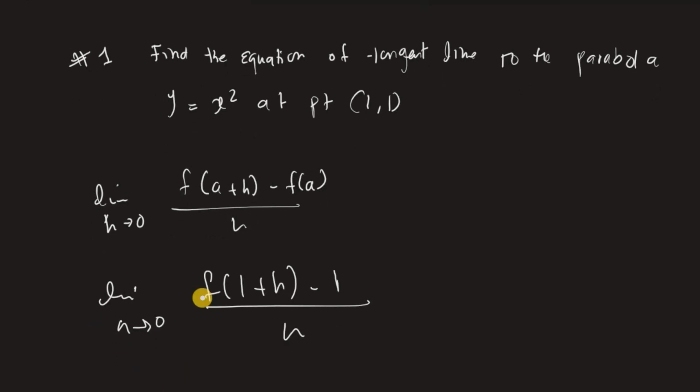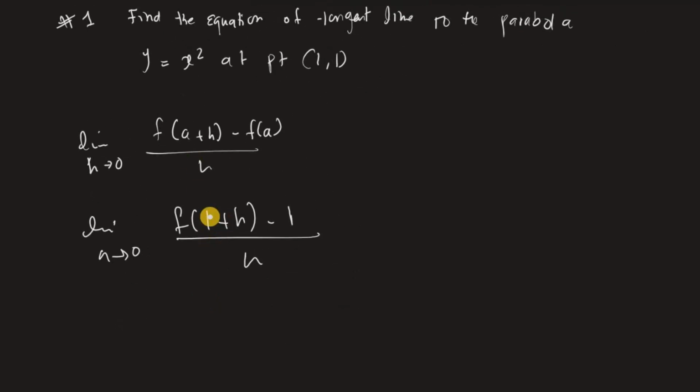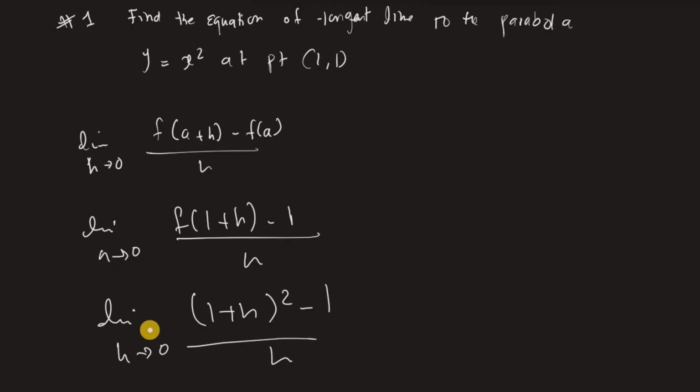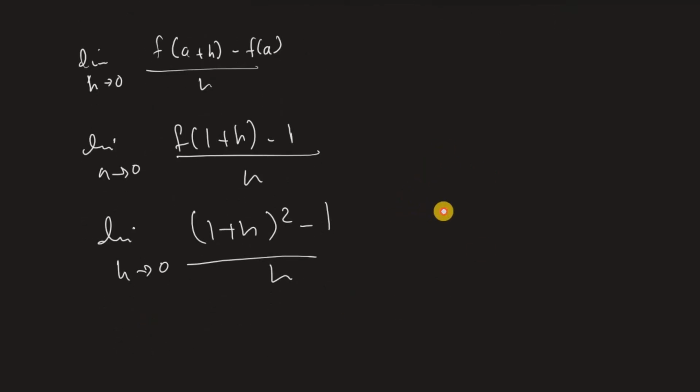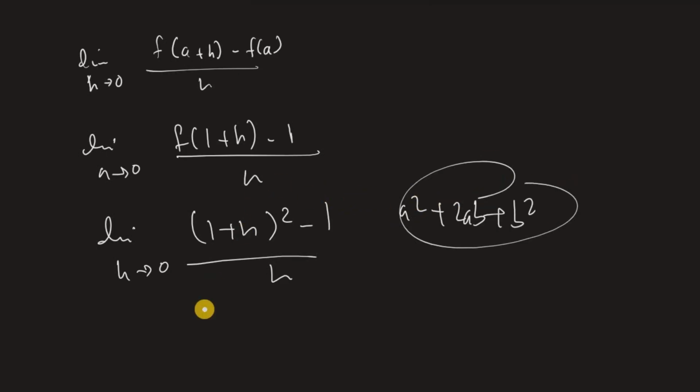Now every time we see an x inside the function, we need to replace it with 1 plus h, and we only have 1, so we simply replace it with 1 plus h. So now we're going to replace the function with 1 plus h, so (1 plus h) squared minus 1 over h, and limit as h approaches 0. And this is basically like a squared plus 2ab plus b squared, remember from high school.